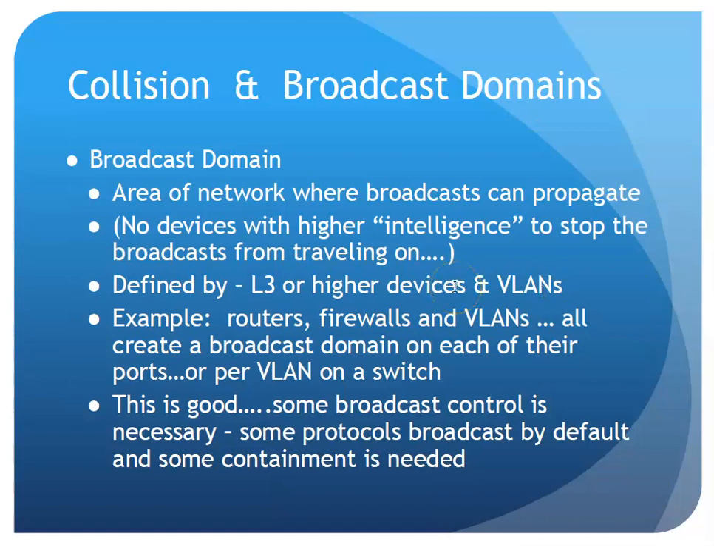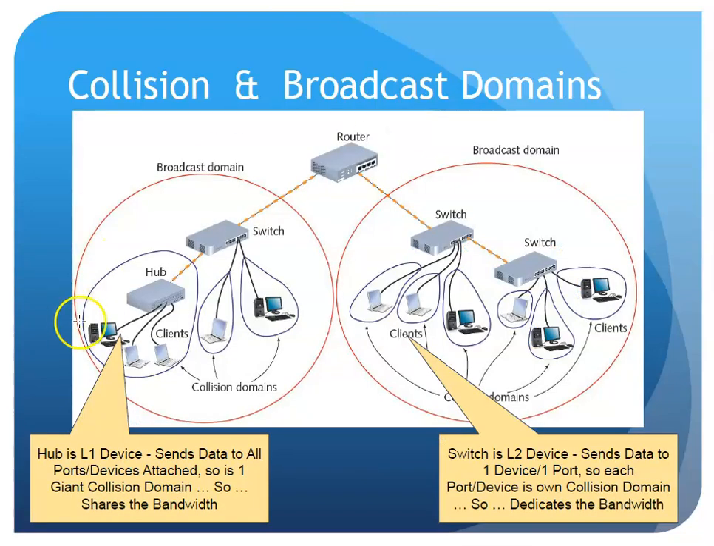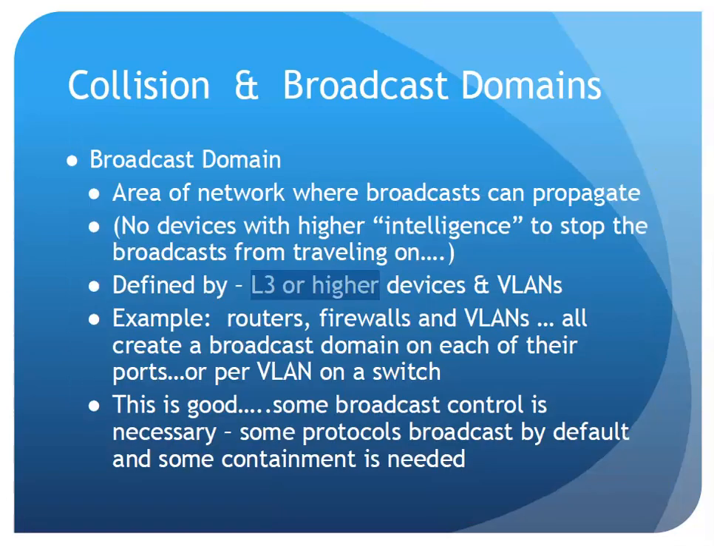An area where broadcast can propagate is called a broadcast domain. And if I don't have anything with higher level intelligence, layer 3 or higher, nothing is stopping this broadcast. Switches don't stop broadcasts. But something layer 3 like a router or higher is actually designed to say, hold on, where are you going? What are you trying to do? It's going to stop those broadcasts from traveling.